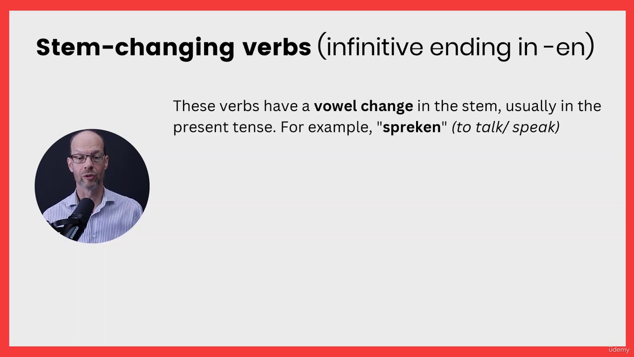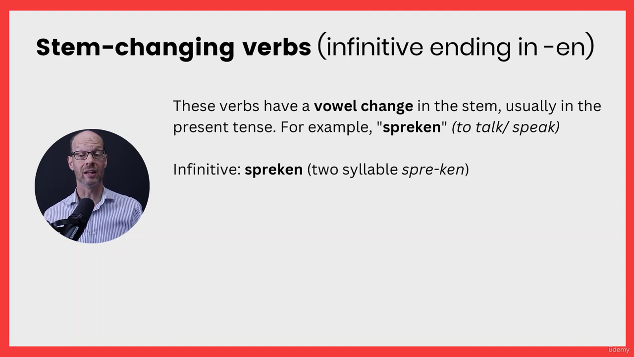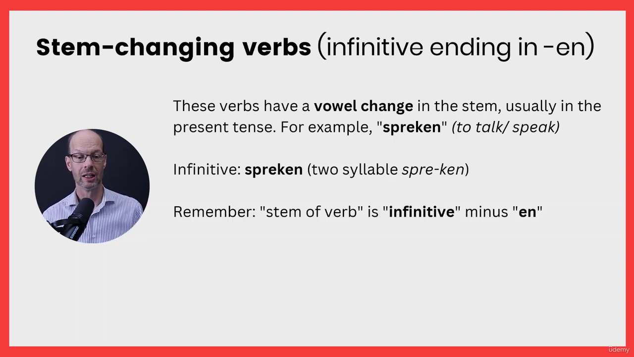So stem changing verbs have a vowel change in the stem, usually in the present tense. For example, we're going to use the verb spreken. Spreken means to talk or to speak. And the infinitive, the full form of spreken, is of course spreken. But the important thing is that it's two syllables: spre, e sound, ken, spreken. Good. So remember, the stem of the verb is the infinitive minus en.